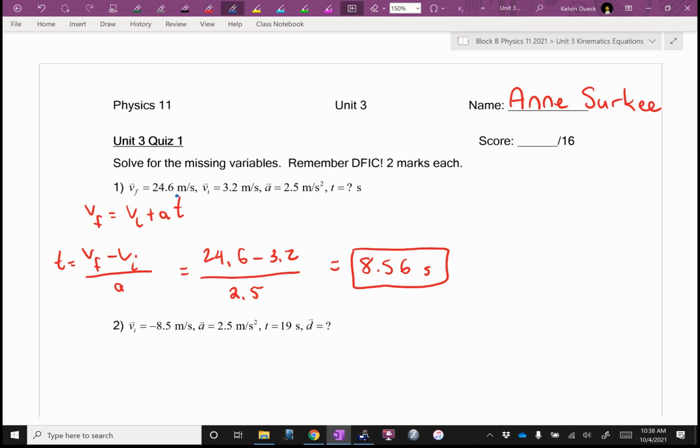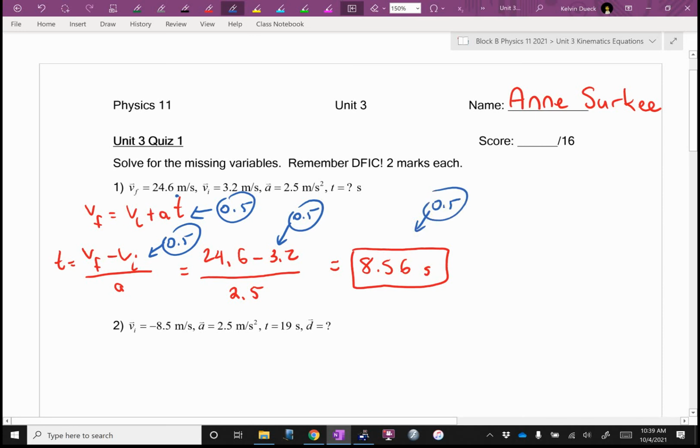Otherwise, this is how I will mark these for the rest of the year. I would give you a half mark if I saw that equation. If you can just find the equation, you get half a mark. I would give you 1 mark if you successfully got the T by itself. So that's another half mark for a total of 1 mark. I would give you a half mark for the numbers and a half mark for the answer.